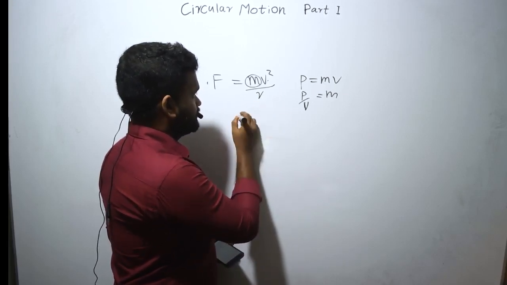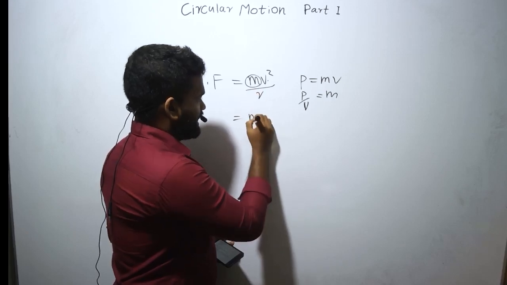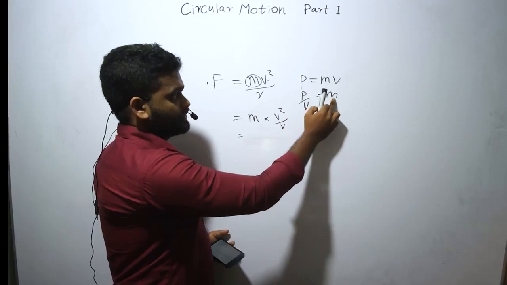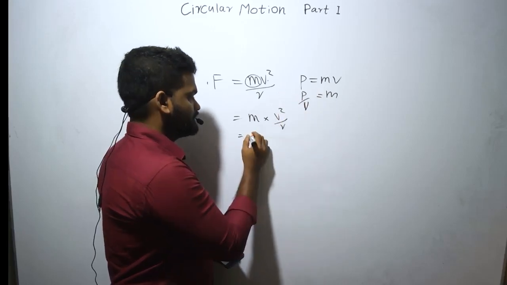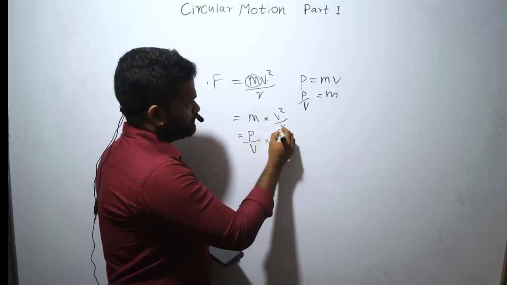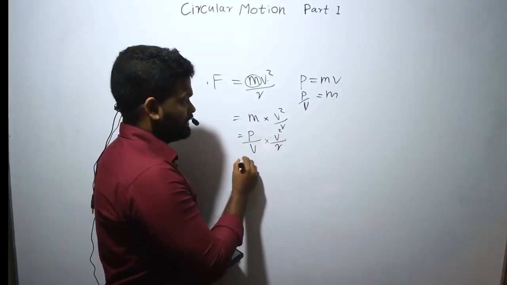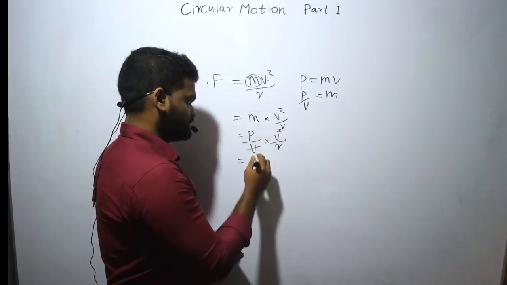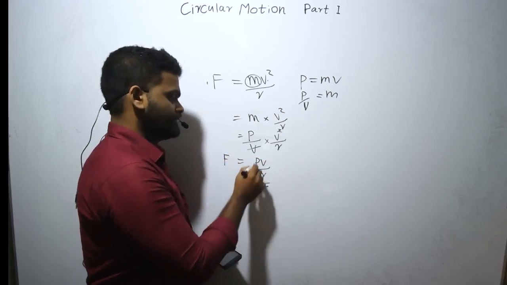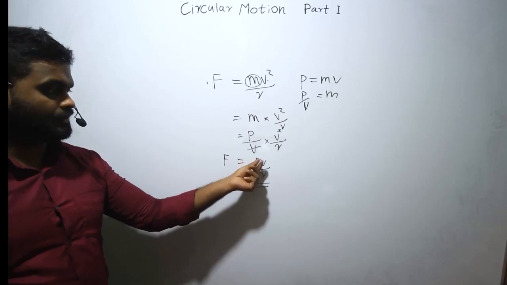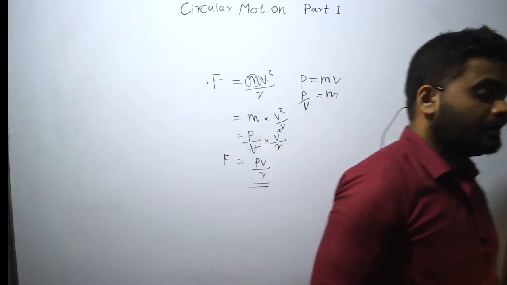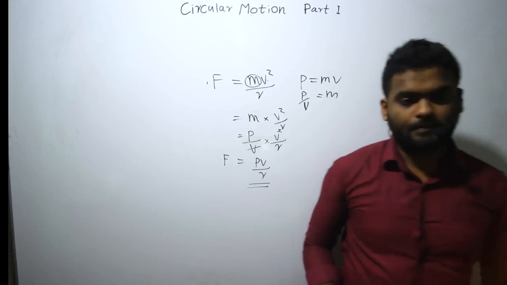Let's start from the beginning. So here we have mass times V squared divided by R. Instead of mass, you can substitute momentum divided by velocity. V squared divided by R, so this V and V cancel off. You get PV divided by R. So in terms of momentum, velocity, and radius, centripetal acceleration you can get from this equation.